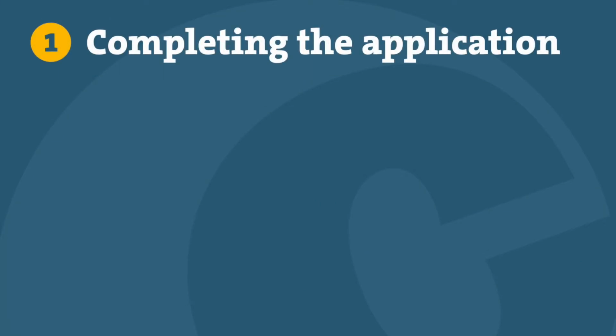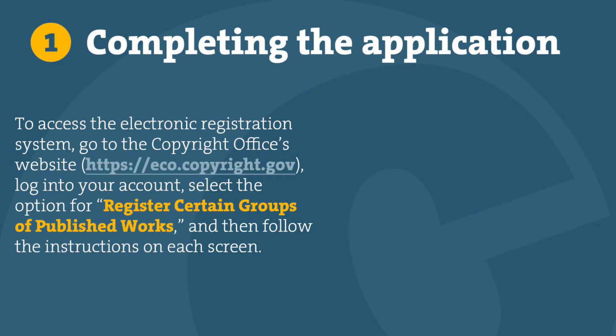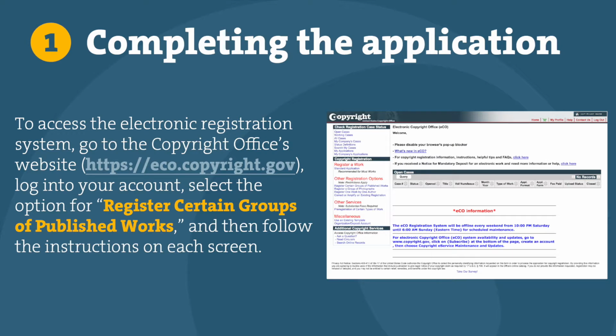Completing the application. To access the electronic registration system, go to the Copyright Office's website, log into your account, select the option for Register certain groups of published works, and then follow the instructions on each screen.